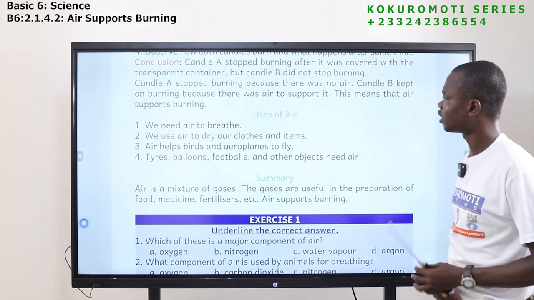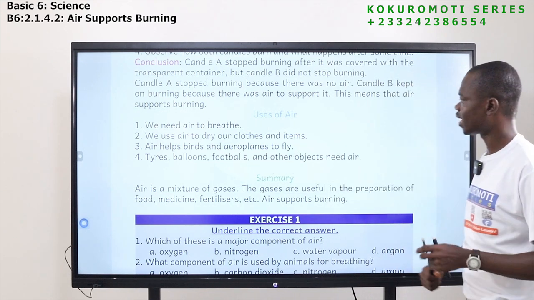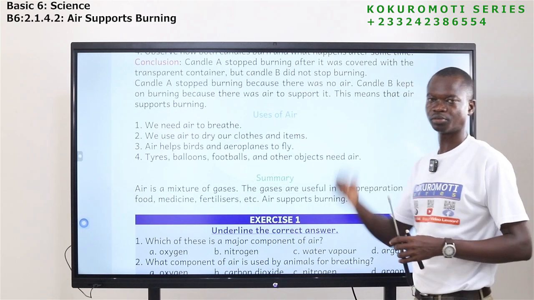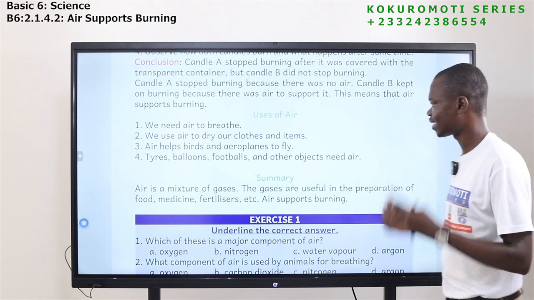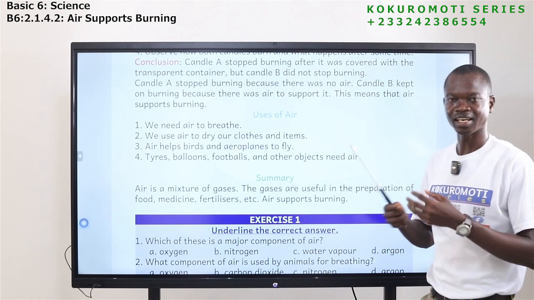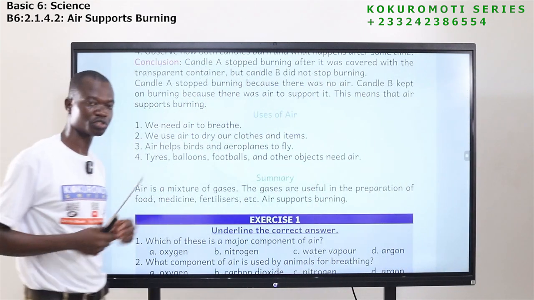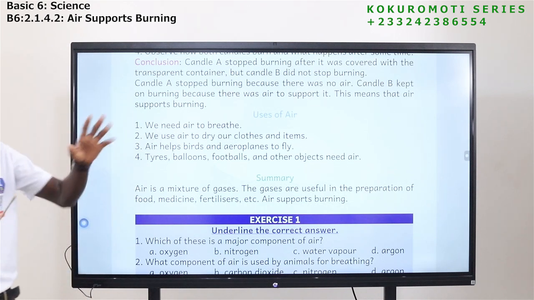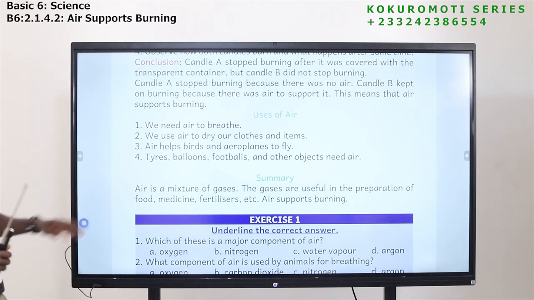Okay, now let's come here. Uses of air. One, we need air to breathe. We breathe air. Two, we use air to dry our clothes and items. So if you want to dry something, apart from the sun, the air is also used for drying. If you want to dry it in the night, wash your things, hang it at the window, and you see that the following day you can wear it.